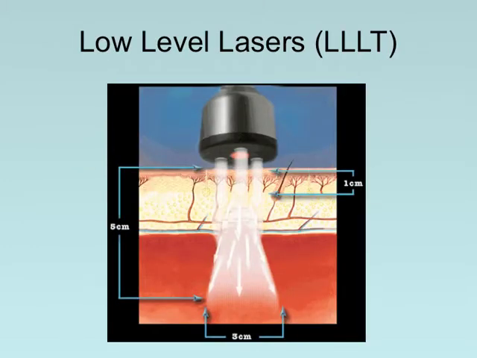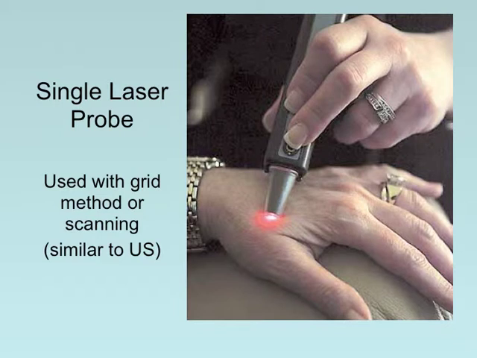Here's another picture of low-level therapy, again treating primarily the skin area. Here's a single laser probe, which is commonly used. The on-off switch is right up here by your fingertip. You can use it with a grid method, which means you just divide the treatment area up into a grid of square centimeters, and you treat each box for the time that's been calculated by yourself or by the machine, which tells you how much time to deliver the laser.